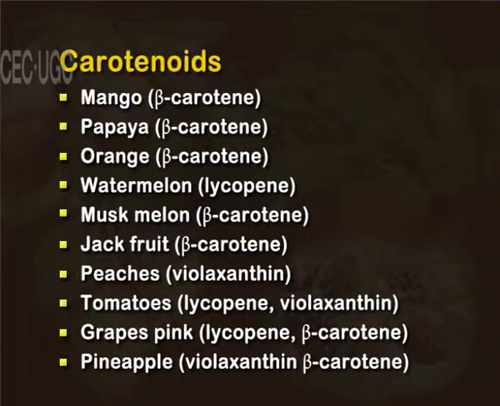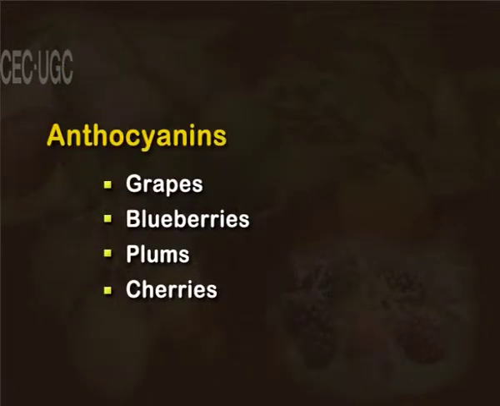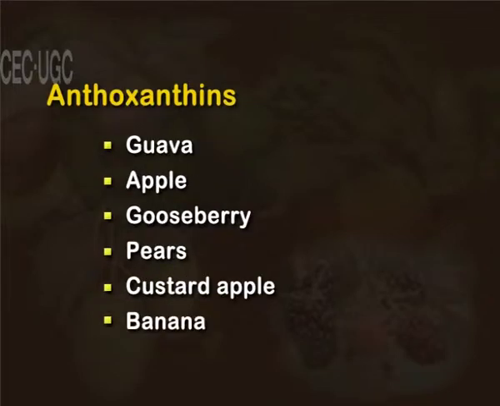Peaches have something called violaxanthin, and tomatoes contain both lycopene and zeaxanthin, and in pink grapes we have lycopene and beta carotene. In pineapples we have again zeaxanthin and beta carotene. Now anthocyanins, which are purplish in color, we find them in red grapes, blueberries, plums, cherries. Anthocyanins are again found in the body of guavas, apples, gooseberries, pears, custard apple and banana.